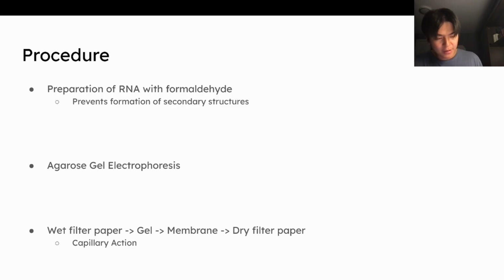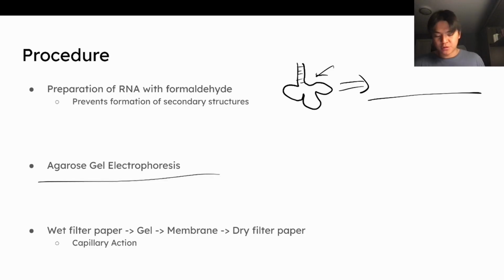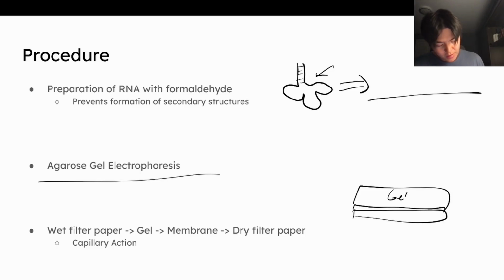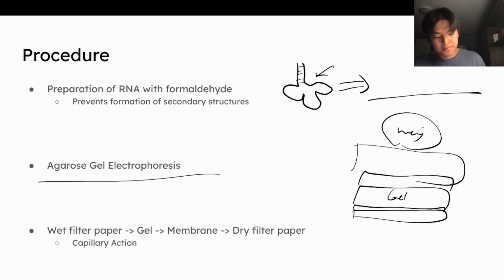If you imagine tRNA, right? tRNA looks something like this, like some three-leaf clover type. These guys form H-bonds here. This is a secondary structure that RNA can form, whereas formaldehyde will basically denature this into just one long strand. And so then we can run agarose electrophoresis in the same way, and literally everything else is the exact same. We have our wet filter paper, our membrane, our gel, our dry filter paper, dry paper towel, weight, right?